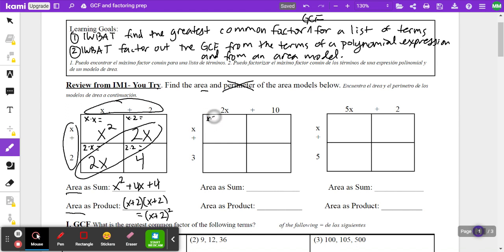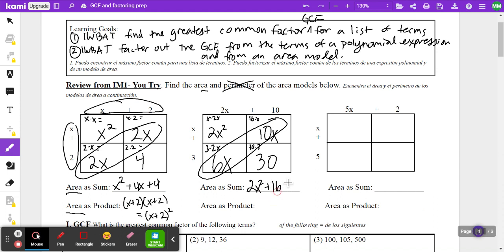Next one. We have x times 2x, which is 2x squared. 10 times x is 10x. 3 times 2x is 6x. And 10 times 3 is 30. As a sum, I have 2x squared plus, combining these like terms, 16x plus 30. And as a product, I write 2x plus 10 times x plus 3.